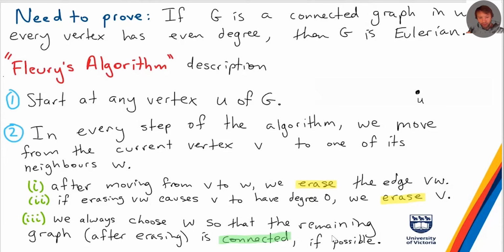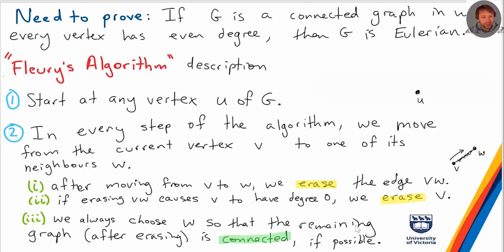Sometimes when I erase that edge, the degree of the vertex we were at before, V, might go to zero. Because V might be a vertex with only one edge coming from it, and when we take this step and erase that edge, V has degree zero. If that happens, we also erase the vertex V. And now here's the kicker. Here's the important thing about this algorithm.